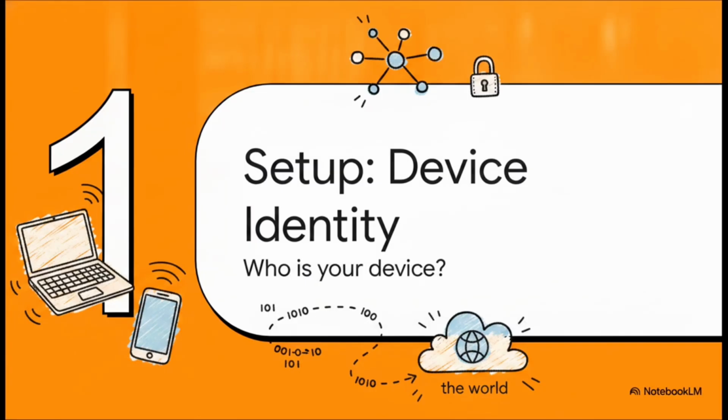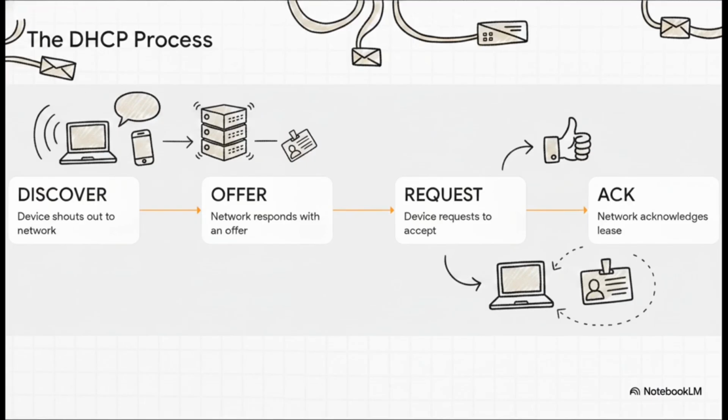All right, Phase 1. Setup, your device identity. Before we go anywhere, how does a brand new device even get recognized on a network in the first place? Well, it happens through a process called DHCP. You can kind of think of DHCP as the welcome desk of your local network.